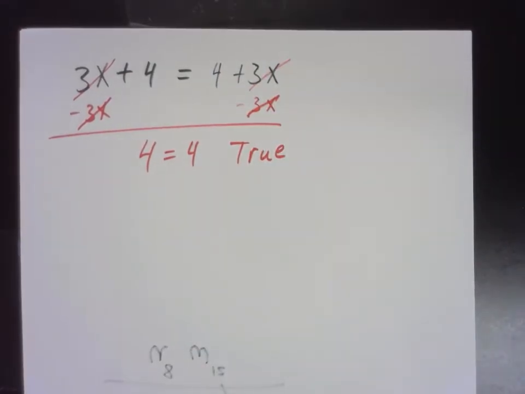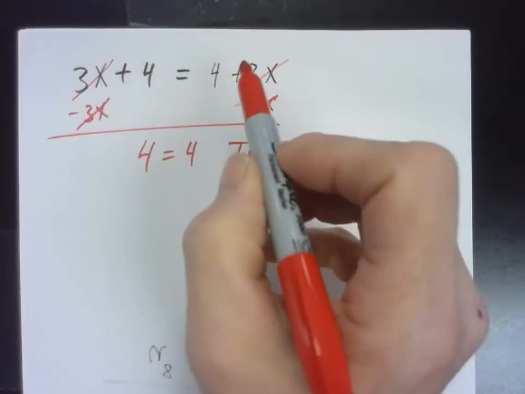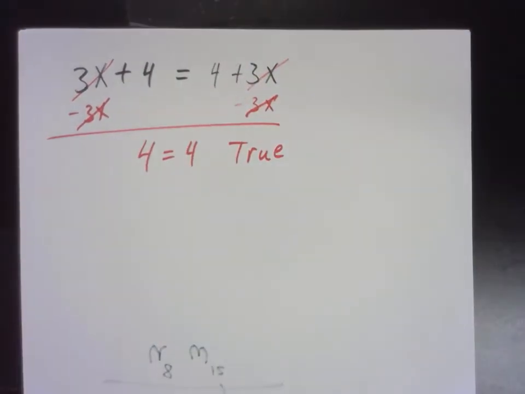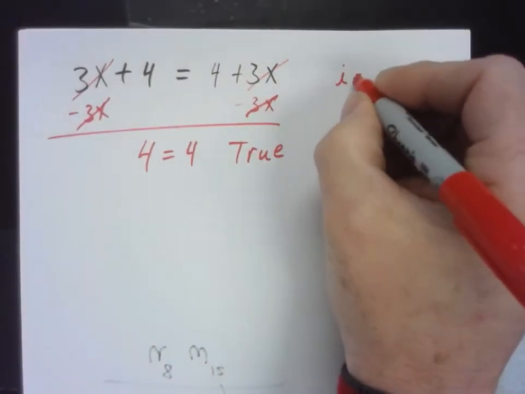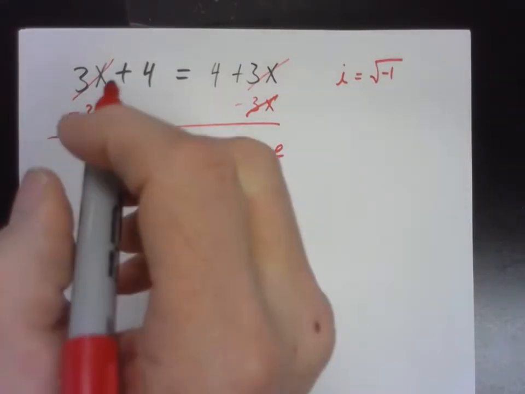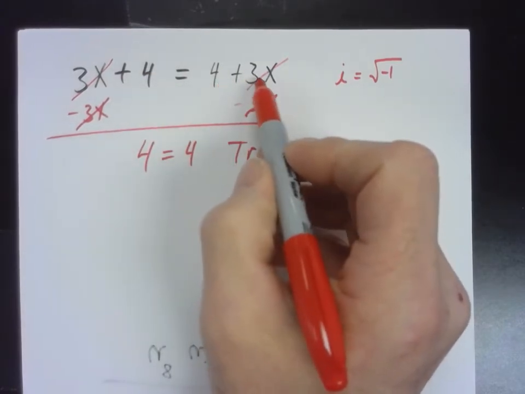0. 4. Okay, 3 times 4 is 12, plus 4 is 16. 4 plus 3 times 4 is 12, so 4 plus 12, that's 16. I? As in the square root of negative 1? 3 times the square root of negative 1 plus 4 equals 4 plus 3 times the square root of negative 1.